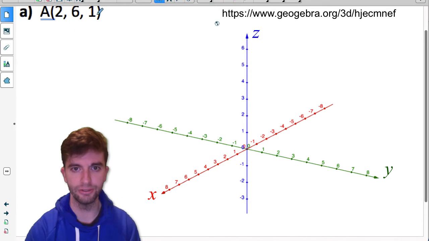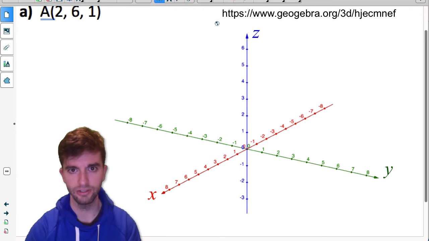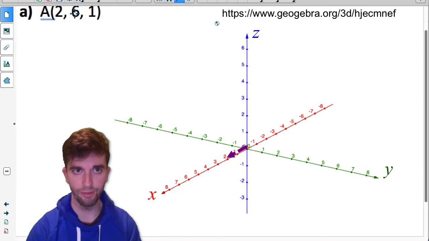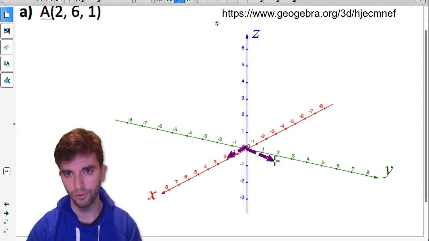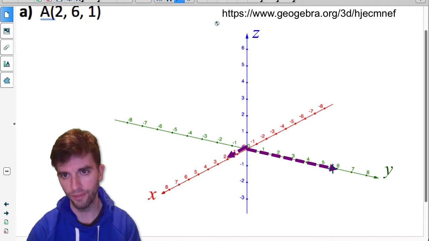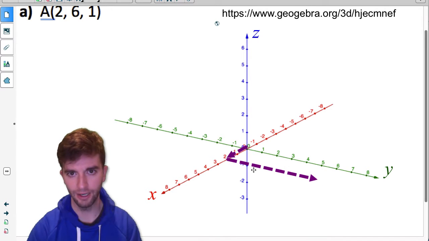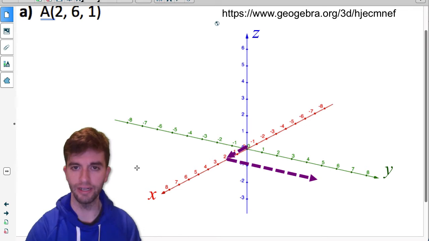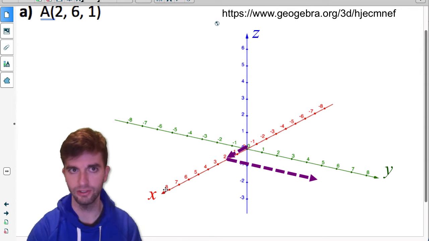So when I plot the point 2, 6, 1, I have to move 2 units along the positive x-axis. I would then have to move 6 units parallel to the positive y-axis. So I need to move that far along the positive y-axis from where I am after I've moved 2 along the positive x-axis. So this line is 6 units parallel to the positive y-axis.